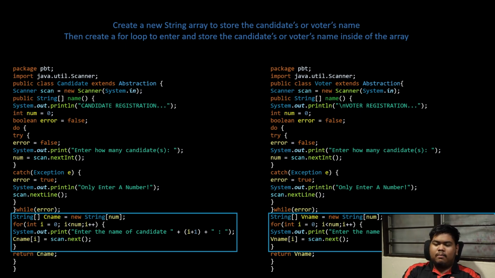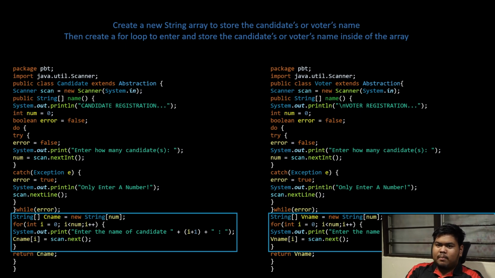And we also have a for loop where the condition is i is less than num. Let's say num is 3, then the condition is i less than 3. Then we will print a line, "enter the name of candidate". Then we will enter a name.